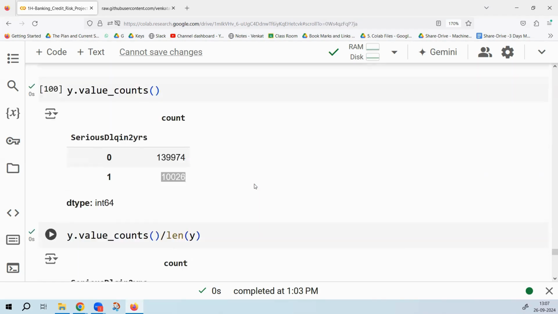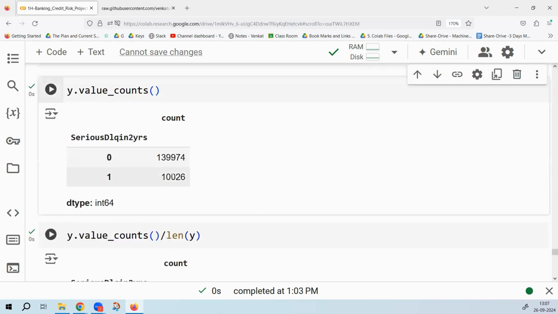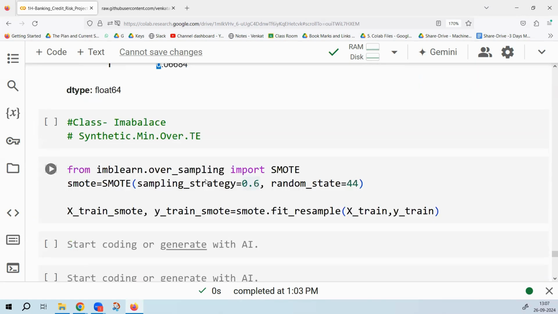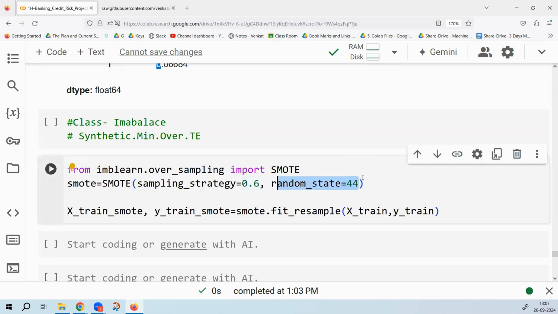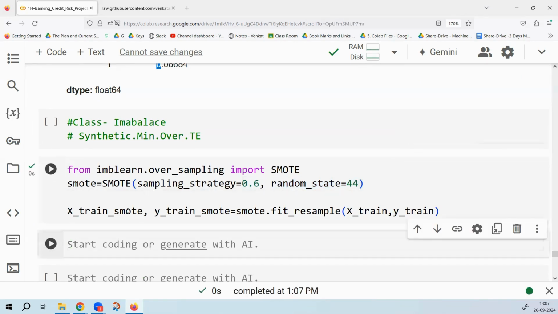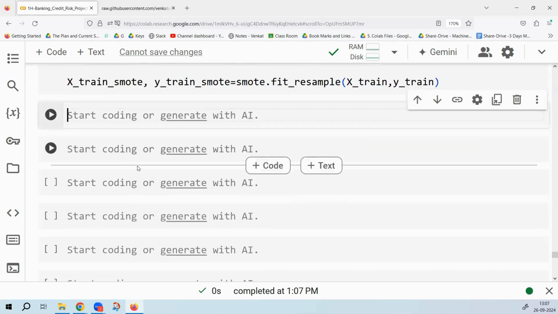Sampling strategy 0.6 means I don't want to keep 100 out of 100 here. If there are 100 records here, I would like to have at least 60% of them, at least 60 of them. Random state 44 means the same sample will be repeated if we are using the same ID. So these are the newly created train SMOTE samples.